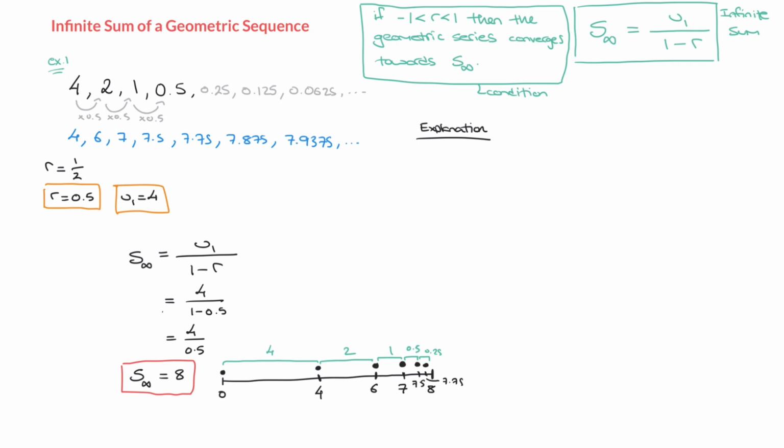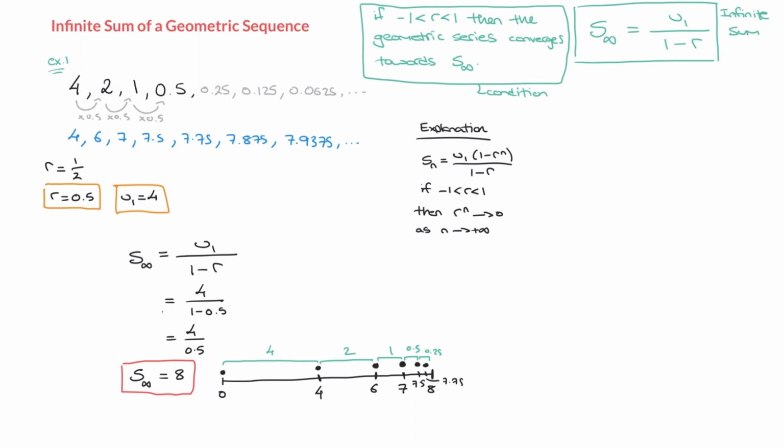Okay, now we've already seen that given a geometric sequence, the sum of its first n terms, which we write s sub n, is equal to its first term, u1, times (1 minus r raised to the power of n) over 1 minus r, where r is the sequence's common ratio. Now, if the common ratio lies between -1 and 1, which remember is the condition that we boxed up here, then r raised to the power of n will tend towards 0 as n tends towards positive infinity.